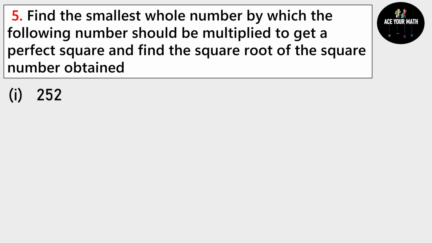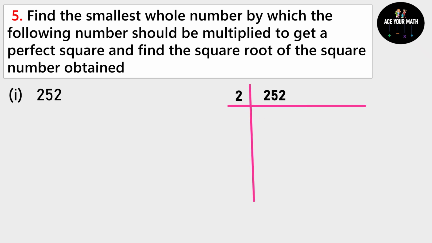Now let's start the fifth question. See, find the smallest whole number by which the following number should be multiplied to get a perfect square, and find the square root of the square number obtained. It means that the given number is not a perfect square. Okay, so we will first solve it by using the prime factorization method only.